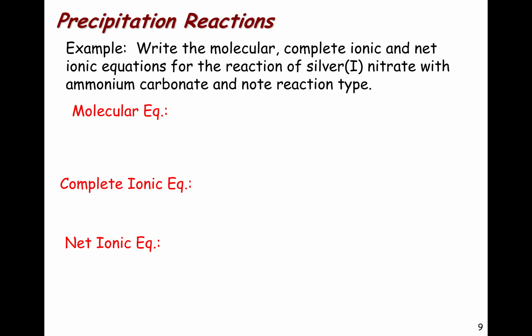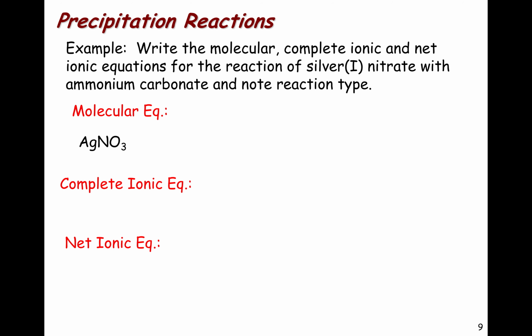As a final example, in this question, we're going to write the molecular, complete ionic and net ionic equations for the reaction of silver(I) nitrate with ammonium carbonate. So again, the first thing we're going to do is try to write the molecular formulas for both the reactants and then the possible products.